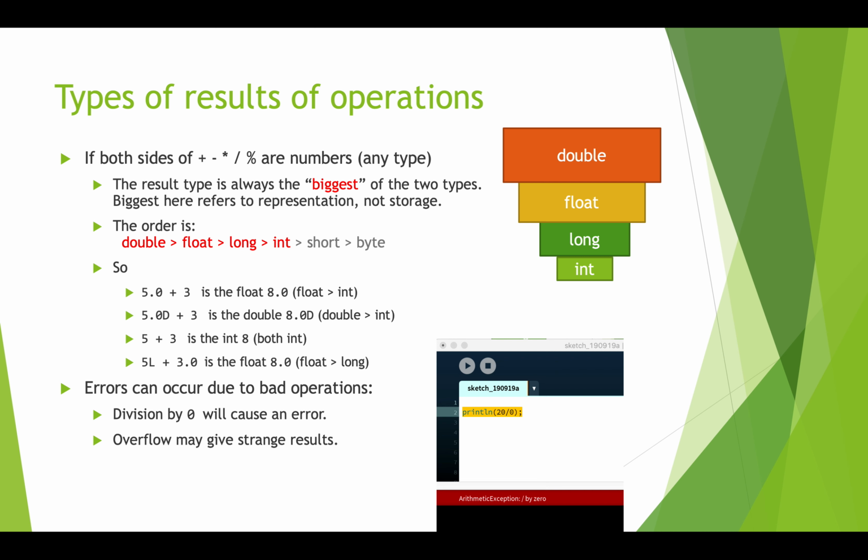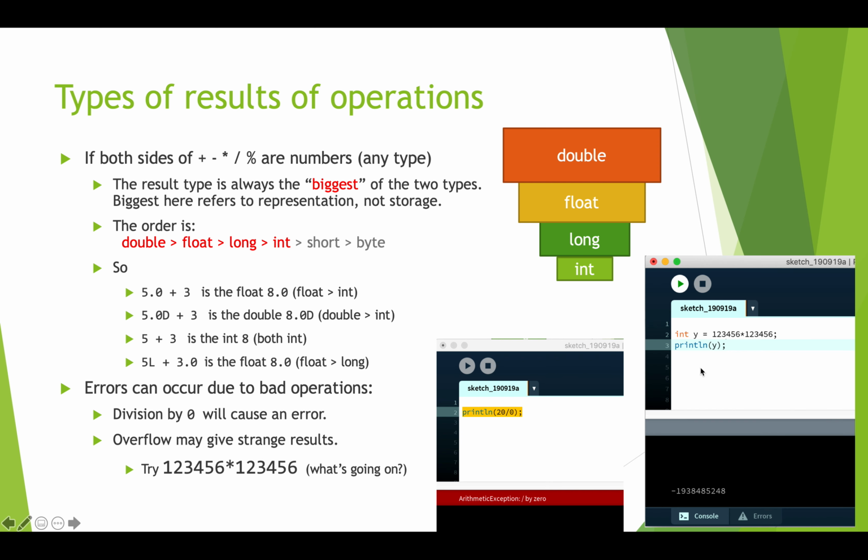If you have overflow, you can also get strange results. And what we mean by overflow is, say you have two ints and you multiply them together and they make such a big number that the result doesn't actually fit inside of an int. That's what we call overflow. And so if you were to try this and you multiply 123,456 by 123,456, that's going to generate a really big number.